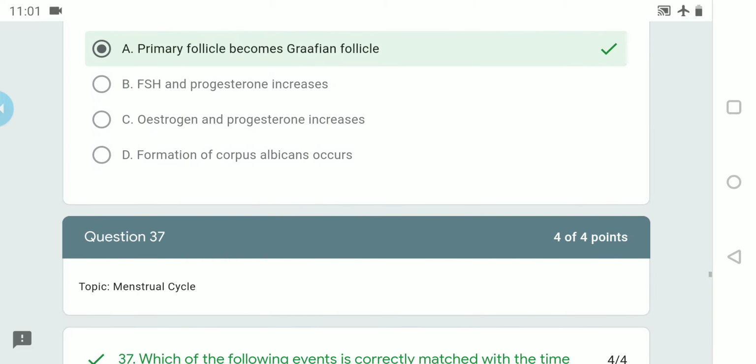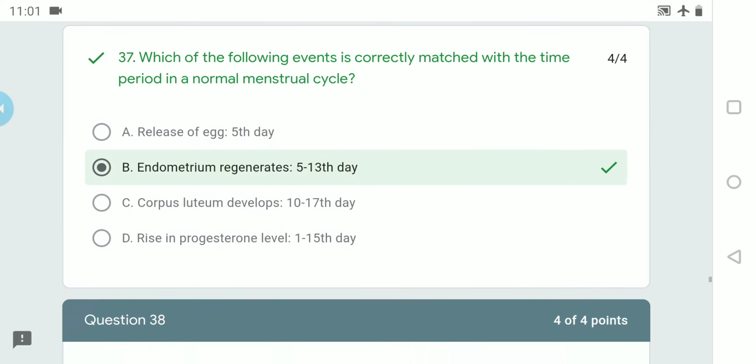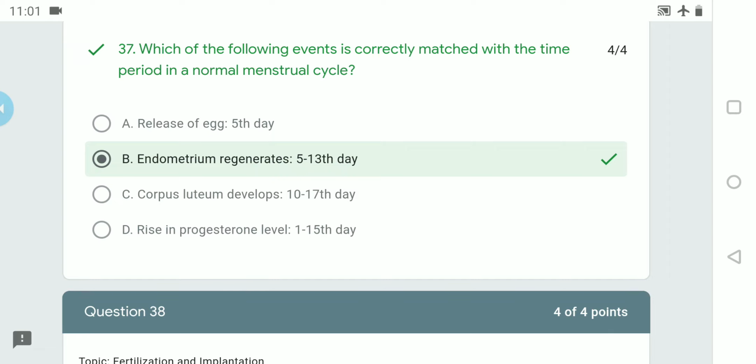Next question, the 37th one. This is also related to the menstrual cycle. Which of the following events is correctly matched with the time period in the normal menstrual cycle? While we were discussing the menstrual cycle, we also discussed the days. Did you remember that? Yes. The menstrual phase is about 3 to 5 days, then the follicular phase, then the ovulatory phase, finally the luteal phase. Do you remember? Yes.